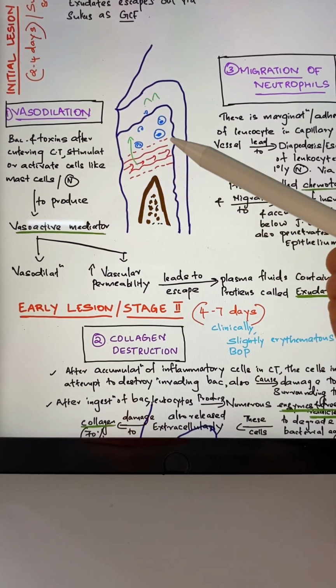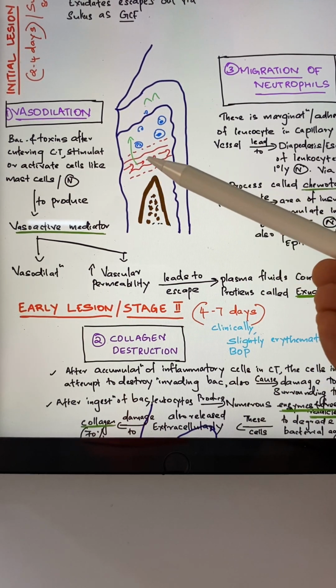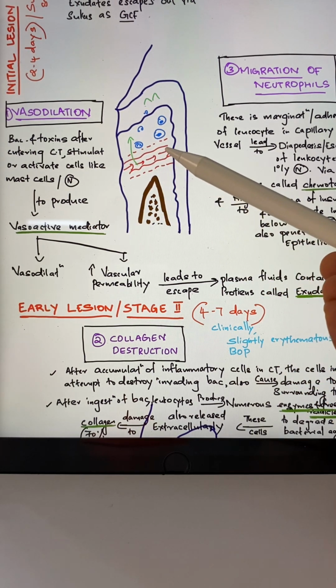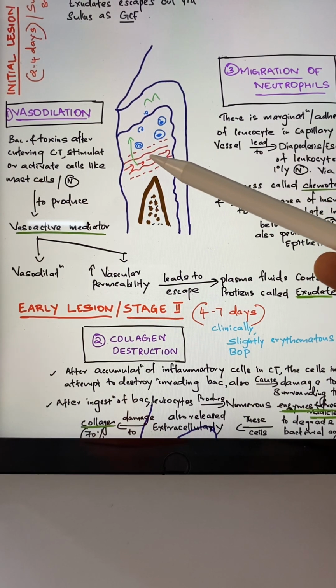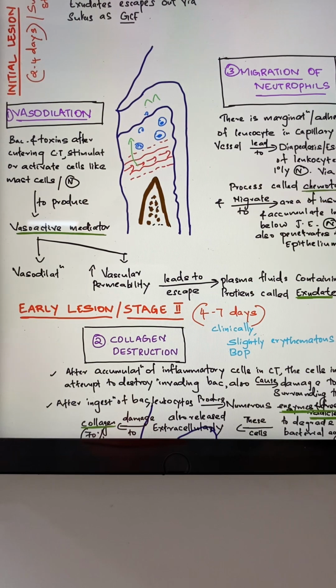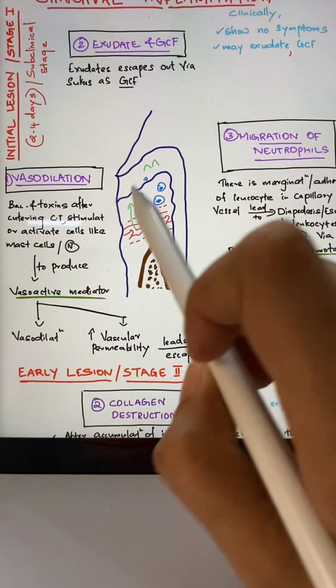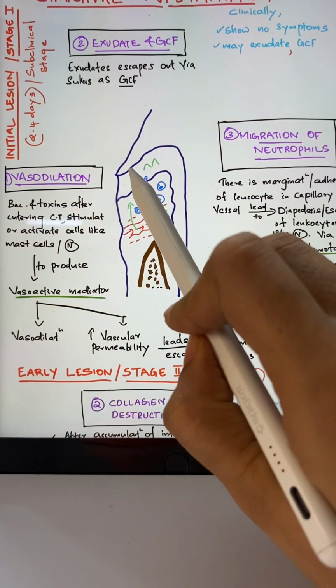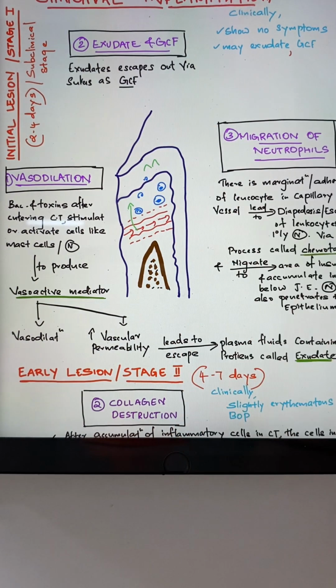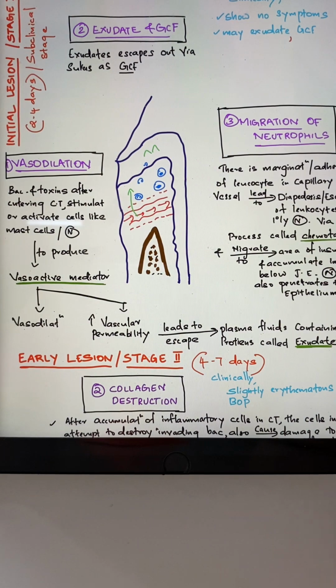So from the blood vessels, these vasoactive mediators increase the permeability of the blood vessels, so that plasma fluids containing proteins, known as the exudate, can escape out of the blood vessels. This exudate escaping via the sulcus is known as the gingival crevicular fluid. Then we can see the migration of neutrophils.